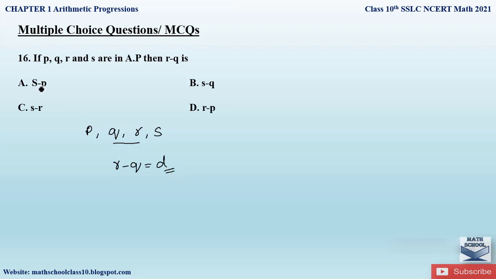So if you look at the options, we have S minus P. What is S minus P? Can this be the common difference now? No, right? So this is not the correct answer. If you come to option B, we have S minus Q. Again, S minus Q, can this be the common difference? No, it has to be between two terms, that is the preceding term and the succeeding term. If you come to option C, we have S minus R. So here S minus R gives you the common difference again. So the correct option is option C. When you come to option D, we have R minus P. So R minus P also does not give us the common difference. So our correct option is option C, which gives us the common difference, which is equal to R minus Q.